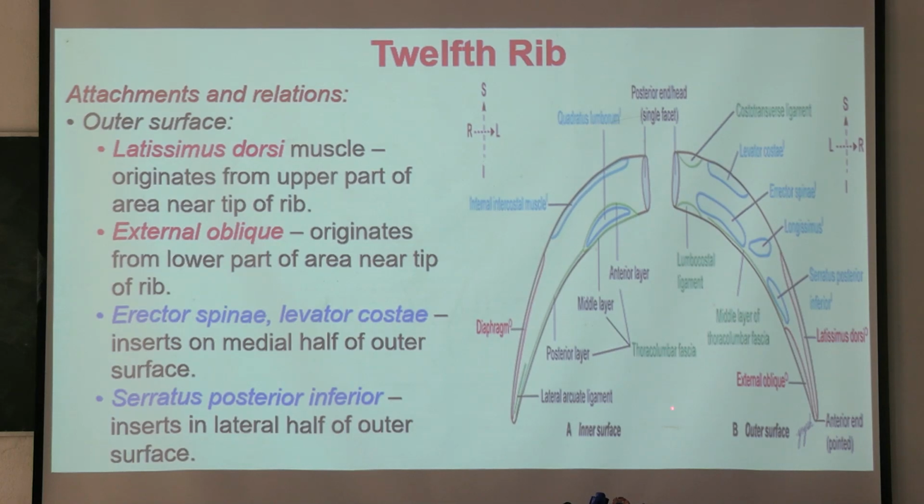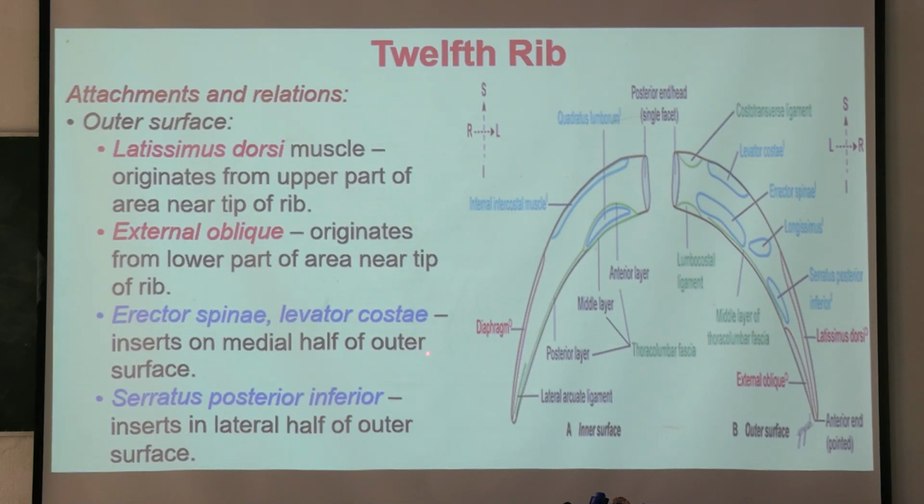So these are the attachments of this outer surface, and also there is attachment of the middle layer of the thoracolumbar fascia. Latissimus dorsi muscle originates from the upper part of the area near the tip of the rib. External oblique originates from the lower part of the area near the tip of the rib.